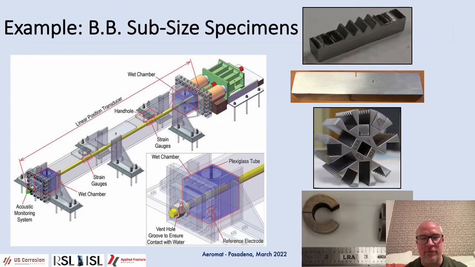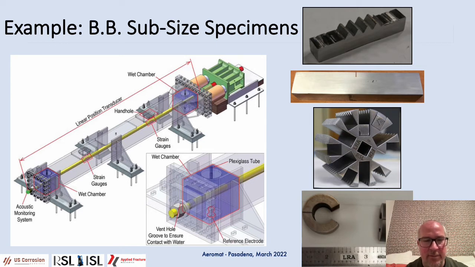So here's an example where subsized specimens using the rising step load test were successful in evaluating hydrogen embrittlement, in comparison with much larger full-scale testing. On the left, I'm showing the schematic of the structure that was used to evaluate the Bay Bridge bolts. In this structure, there's an acoustic monitoring system to listen for fracture. There's a wet chamber where the specimens are loaded up. There's strain gauges that are applied to evaluate the stress over time, and then a transducer that's applying the load, and the parts are pulled until fracture.